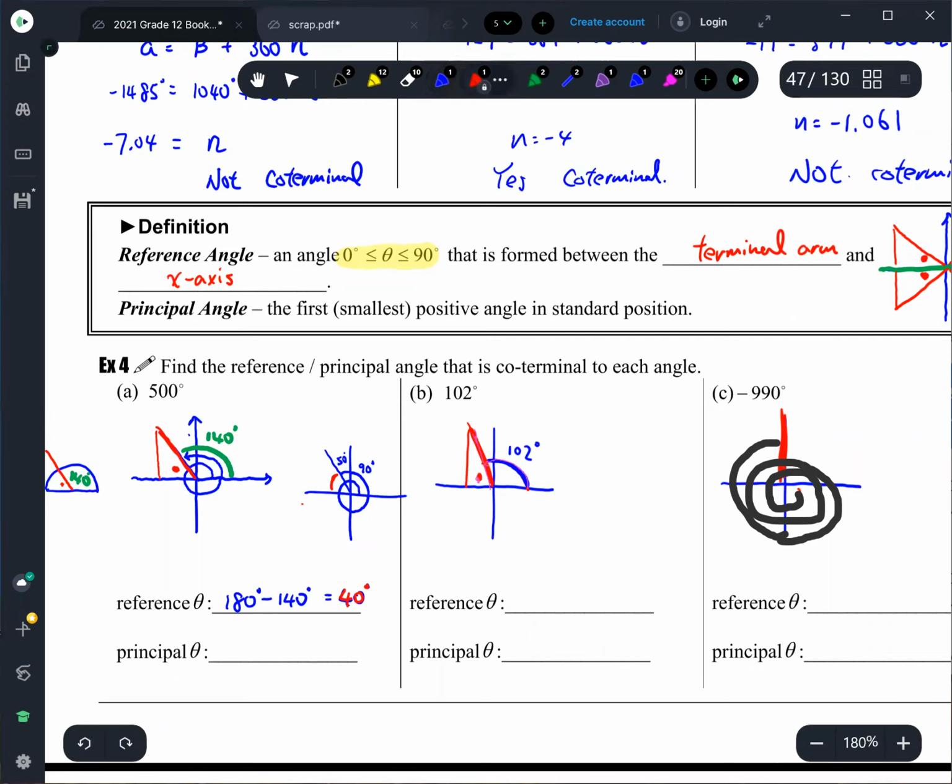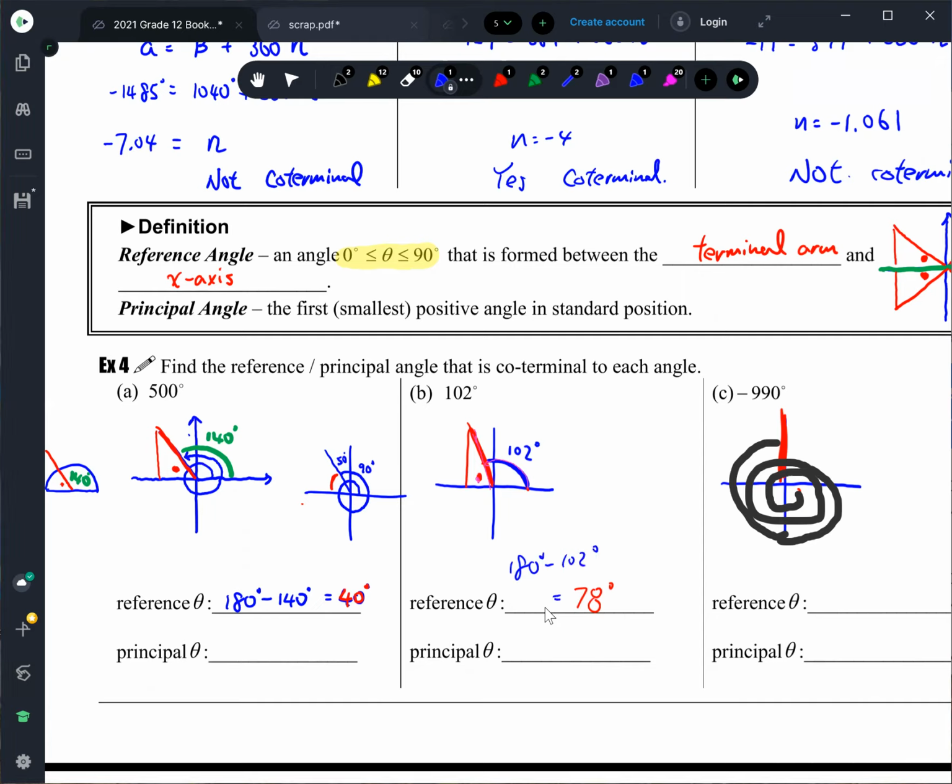Okay, let's check the answer for question B. So Jocelyn, what's the reference angle for B? I got 78. 78 degrees, very good. How did you find that? What did you do? 180 minus 102. Yeah, 180 degrees minus 102, okay.